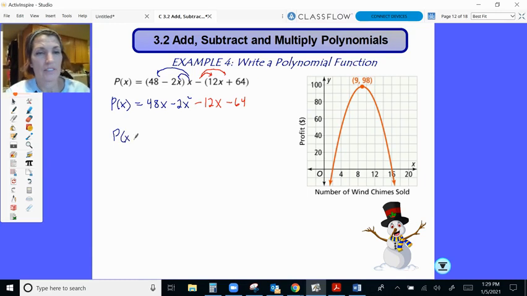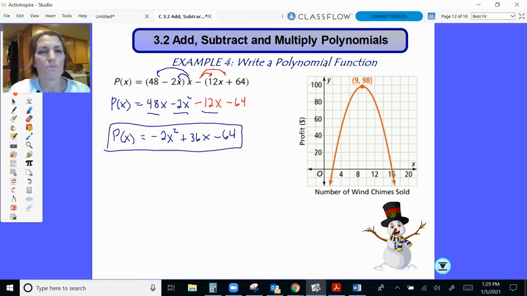So I have p of x equals, put our highest power first, so negative 2x squared. And then 48x minus 12x will give us a positive 36x, and then minus 64. So here is our function for her profit. It's a profit function. And this is the graph for the profit function over here.